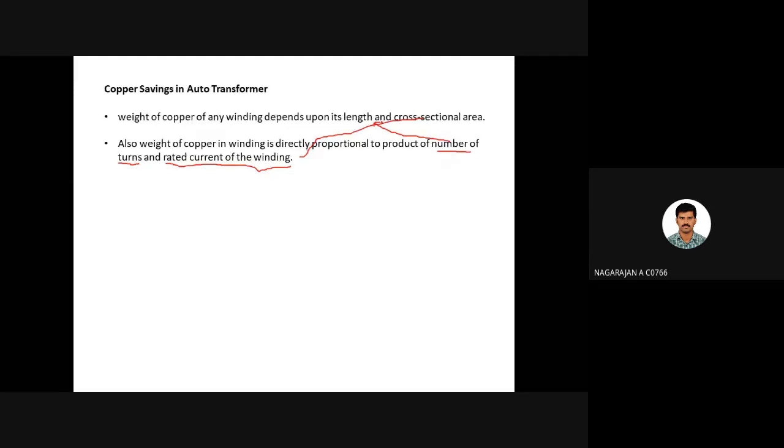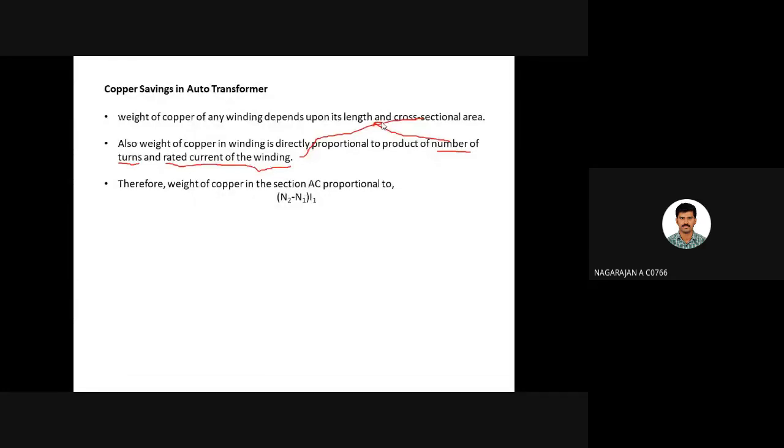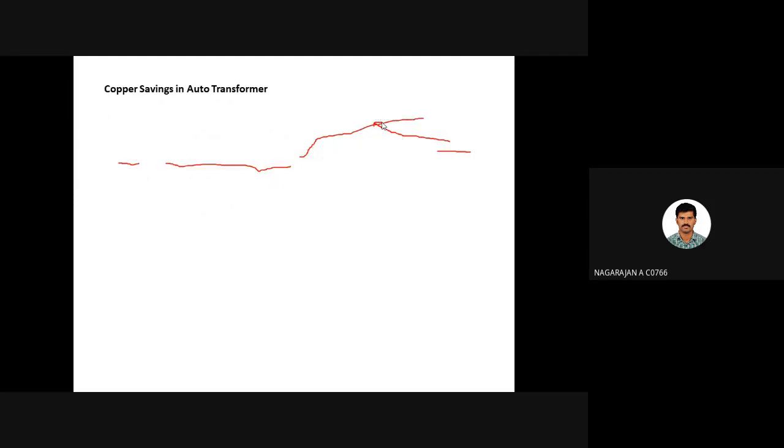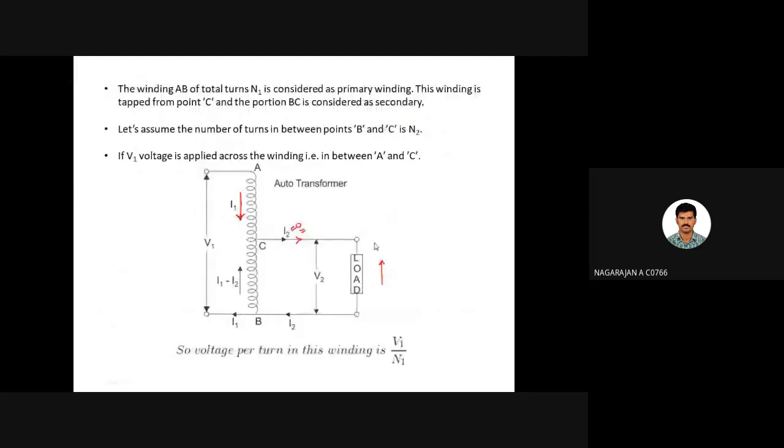Next, I can write an equation. Weight of copper in section AC is proportional to the current passing through winding AC, which is given as I1. Look at this point. The current passing from A to C is I1, and the total number of turns AB, let us keep that as A. Wait, I'll write here so that you can understand.